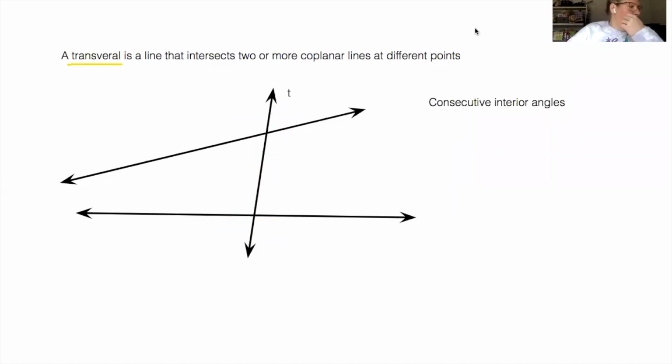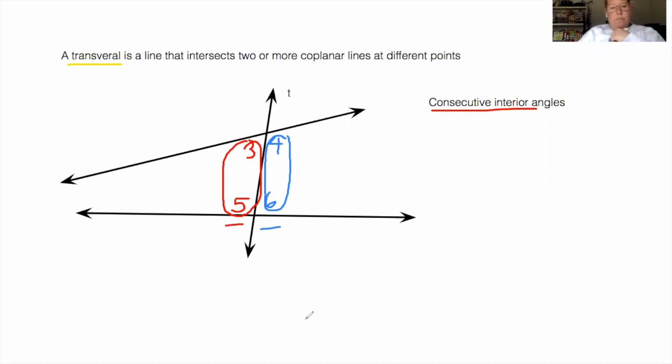The last type of pair of angles is consecutive interior angles. So that's angles that are not across from each other. So this is angle 3, and this is angle 5, and they're on the same side. So they're not alternate, they're consecutive. Okay, just like angle 4 and angle 6. They're consecutive interior. They're both on the inside, and they're on the same side as the transversal.